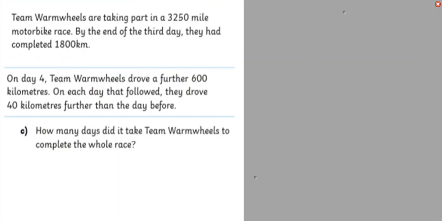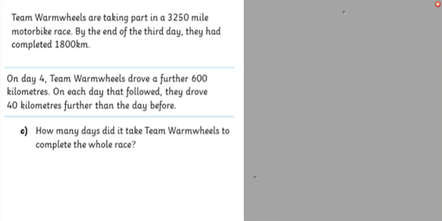Let's have a look at this one then. Team Warm Wheels are taking part in a 3,250 mile motorbike race. By the end of the third day, they had completed 1,800 kilometres. On day 4, Team Warm Wheels drove a further 600 kilometres. On each day that followed, they drove 40 kilometres further than the day before. How many days did it take Team Warm Wheels to complete the whole race?